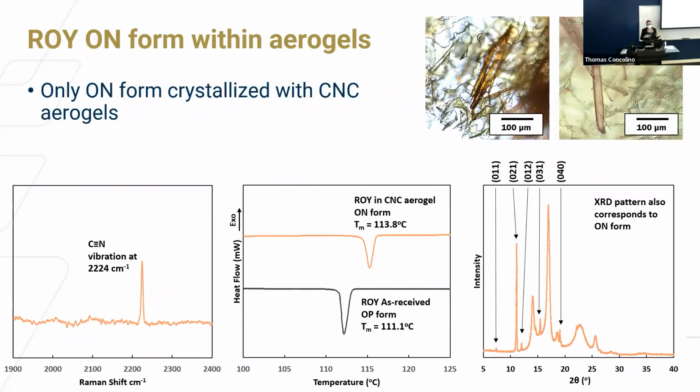Now, when we did the crystallization of ROY in aerogels, only the orange needle crystal formed. So it's a much more consistent scaffold than the films. Here's all our data. Our Raman, our DSC, and our XRD all showed that we had the orange needle crystallizing in the aerogels.